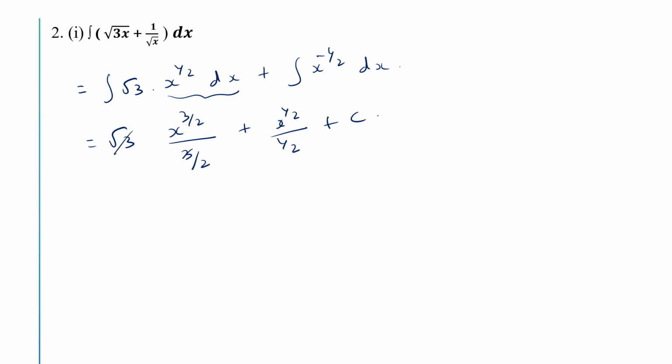Here these two will go root 3. So this is equal to 2 by root 3 x raised to 3 by 2 plus 2 root x plus c. This is the given integral.